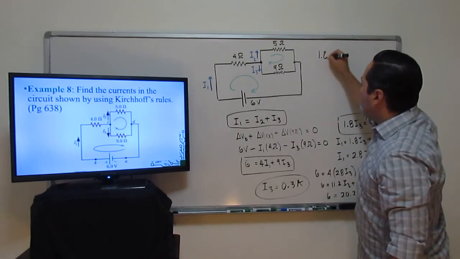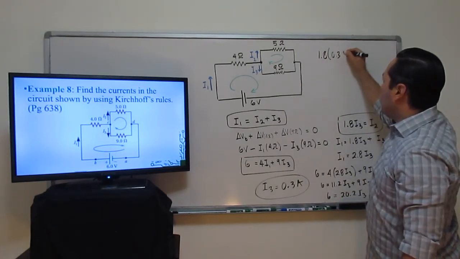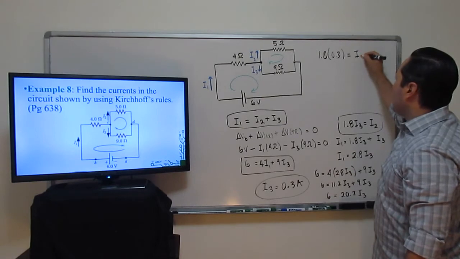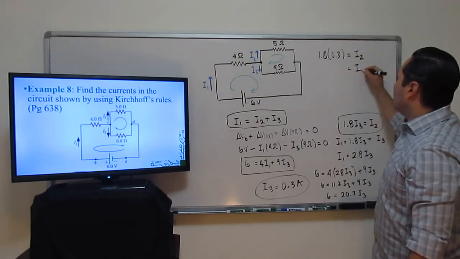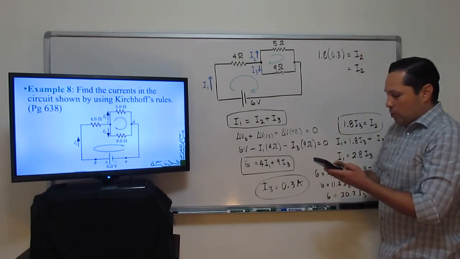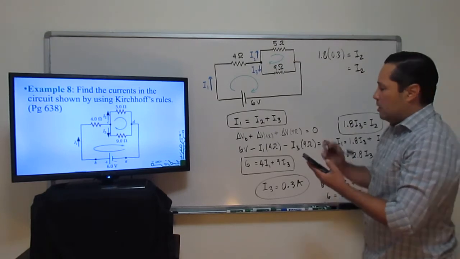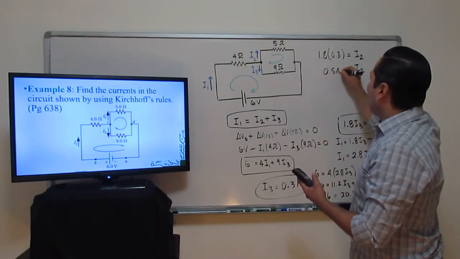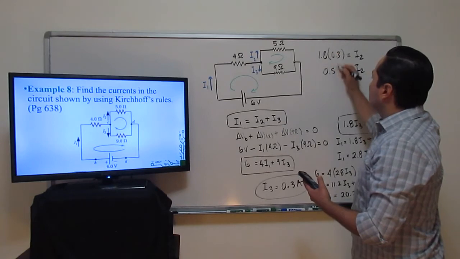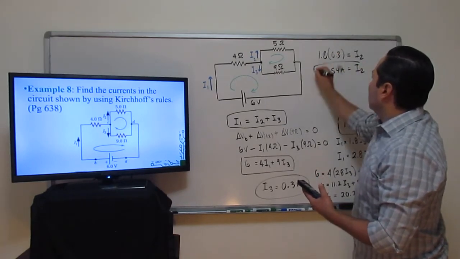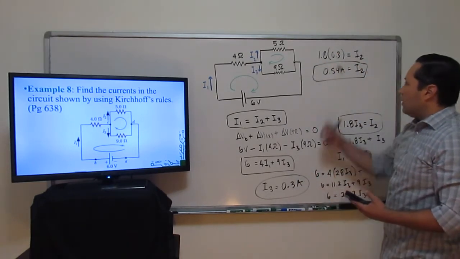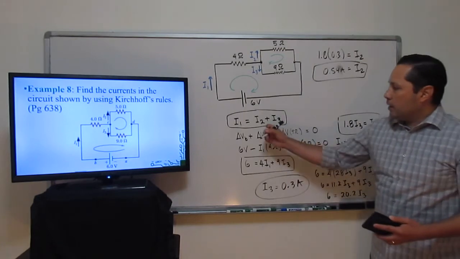So it is 1.8 times 0.3 amps is equal to I2. Therefore I2 is equal to 0.3 times 1.8, which gives me 0.54 amps. And there we have it. So now we have I3 and I2. Finally, now we have I2 and I3.